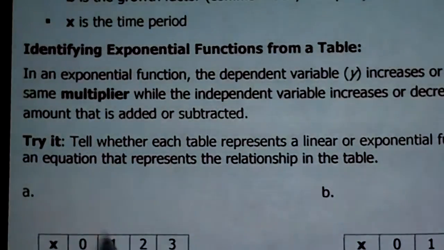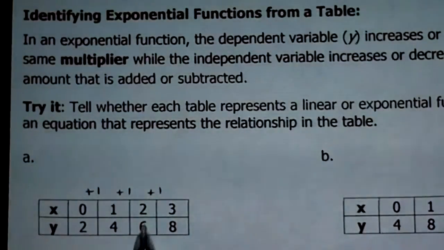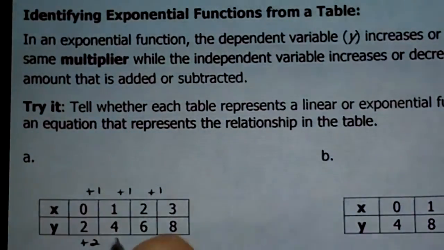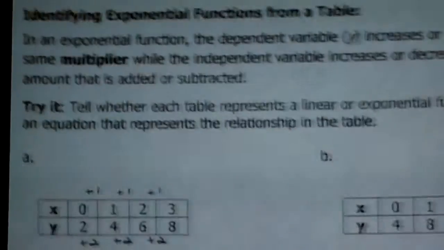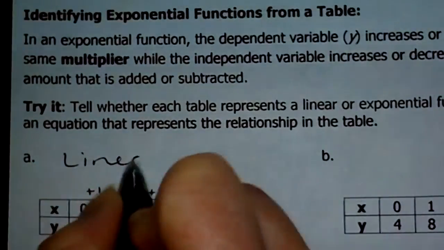On the x, 0 to 1, 1 to 2, 2 to 3, I'm sure you're saying, hey, I'm adding 1 every single time. Here, I know that 2 plus 2 is 4, but 2 times 2 is 4 too, so I don't know. Well, 4 plus 2 is 6, and 6 plus 2 is 8. So I'm adding the same amount every time. Multiplying the same amount doesn't work, right? Because 2 times 2 is 4, but 4 times 2 isn't 6. It has to be the same every time. So this is a plus 2. This means, yup, it's the linear one. So go ahead and write linear.